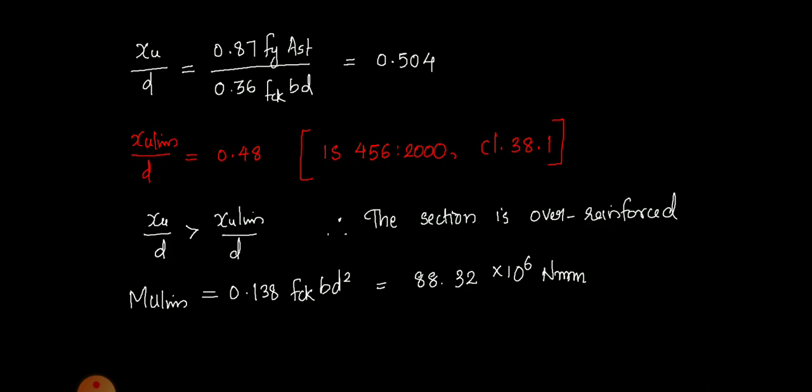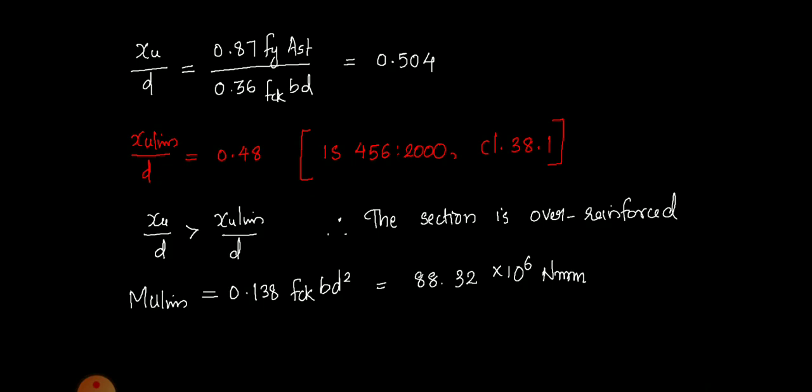Then first we have to determine whether the section is over reinforced or under reinforced. For that we will be determining the Xu by d and Xu limit by d. Okay, by finding Xu by d and Xu limit by d and comparing them, we get whether the section is over reinforced or under reinforced. So Xu by d is greater than Xu limit by d in this question. Hence we can say that the section is over reinforced.